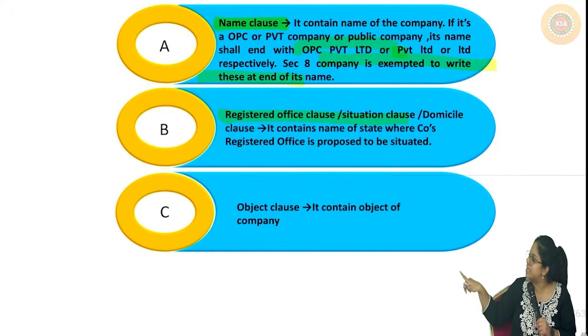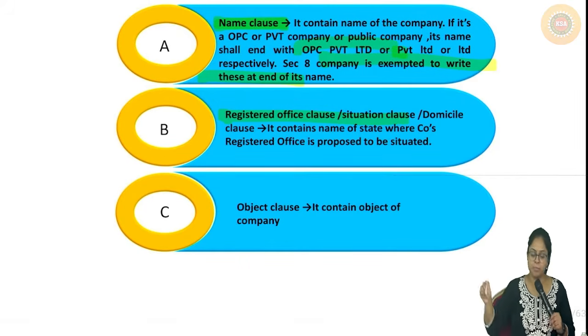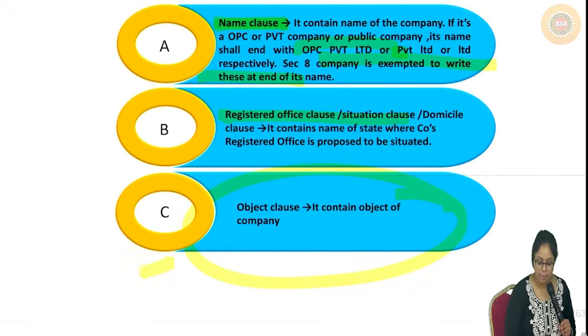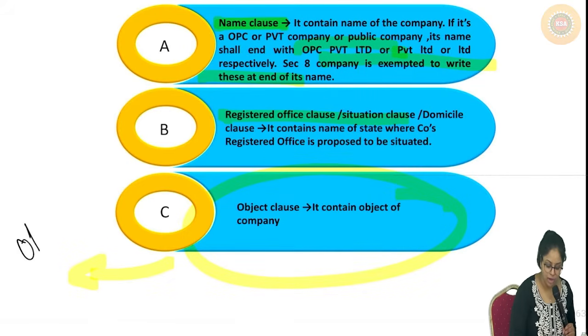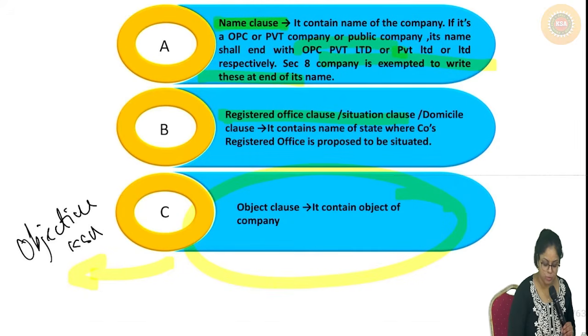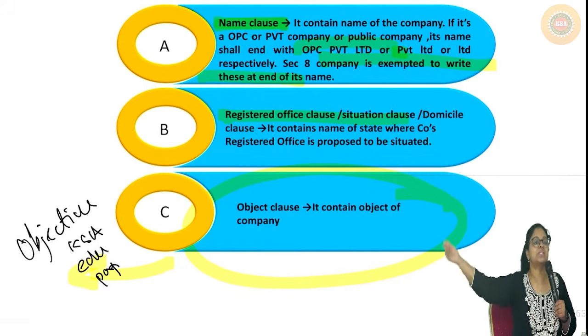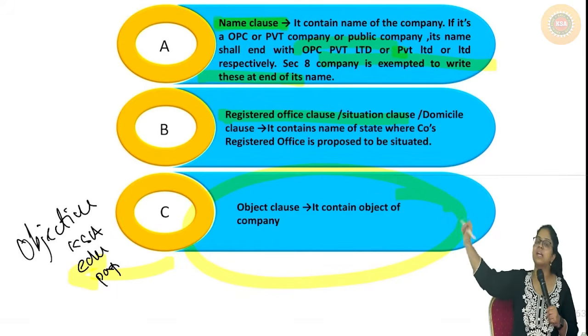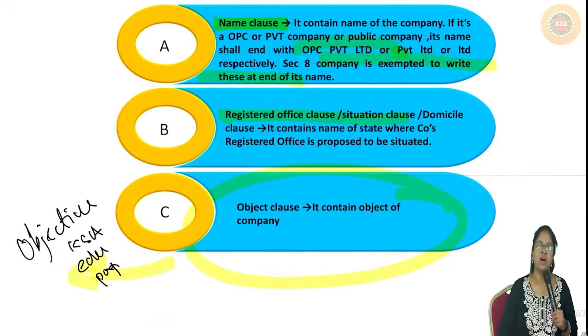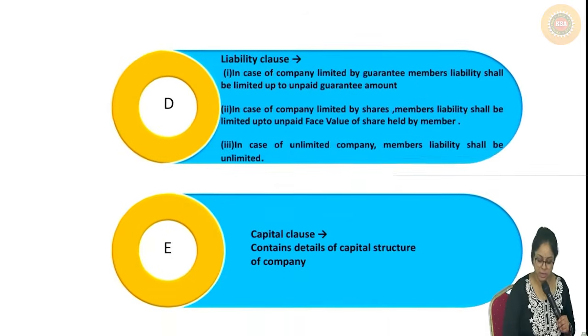Next that you will be seeing is the object clause. This is the most important clause in MOA, because in this clause only you will be writing the objective. Let's say if it's KSA, you will tell we will give education, we will give services related to papers like paper evaluation, or we'll give placement services. Like that, whatever the company can do, it will be written in the object clause of the company.